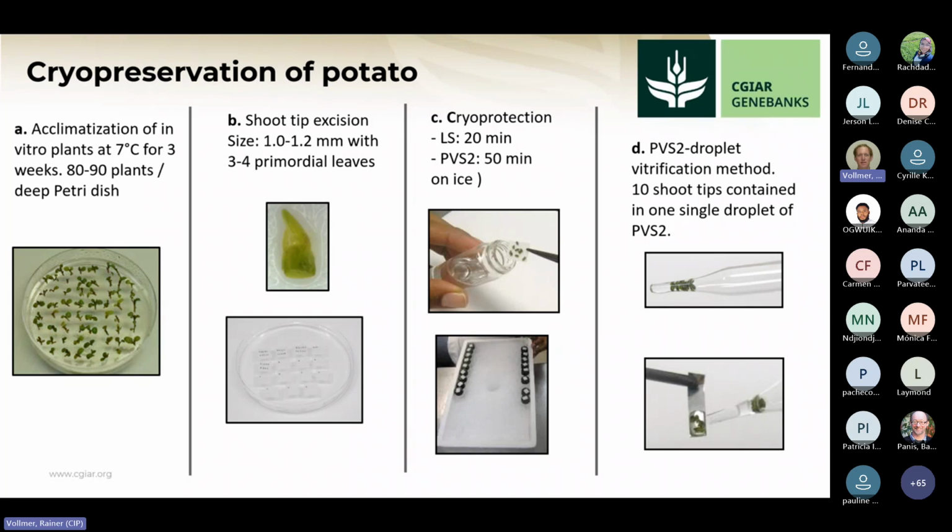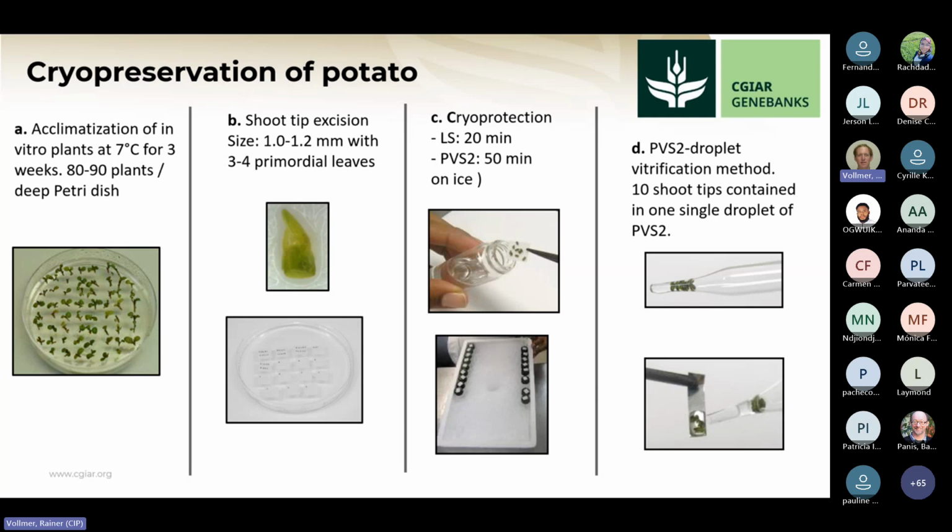This is only one example of a protocol that works very well for potato for us. So we use in vitro plants that we multiply at 7 Celsius. We multiply them in deep petri dishes, and we let them there for one week until the bud breaks, and then we place them at 7 Celsius for 2 weeks.